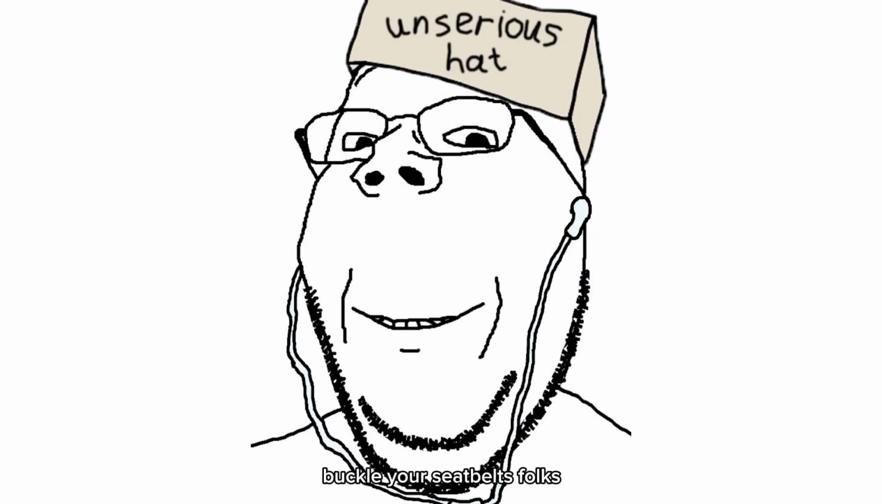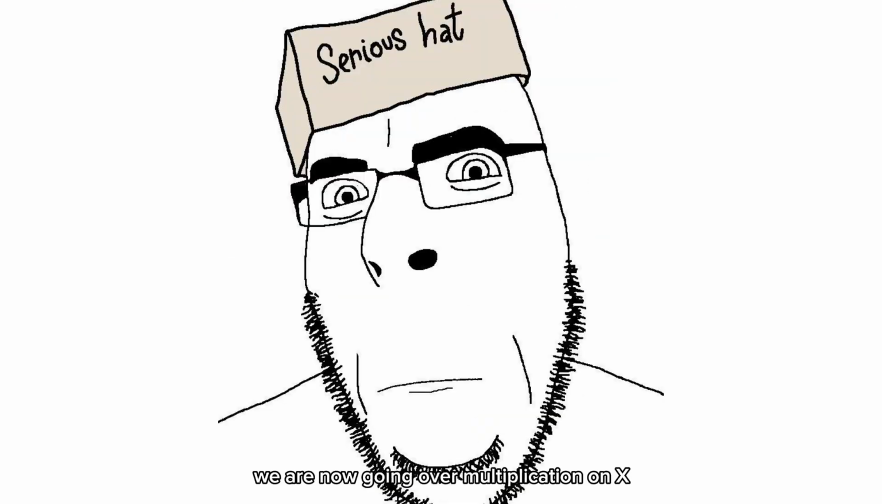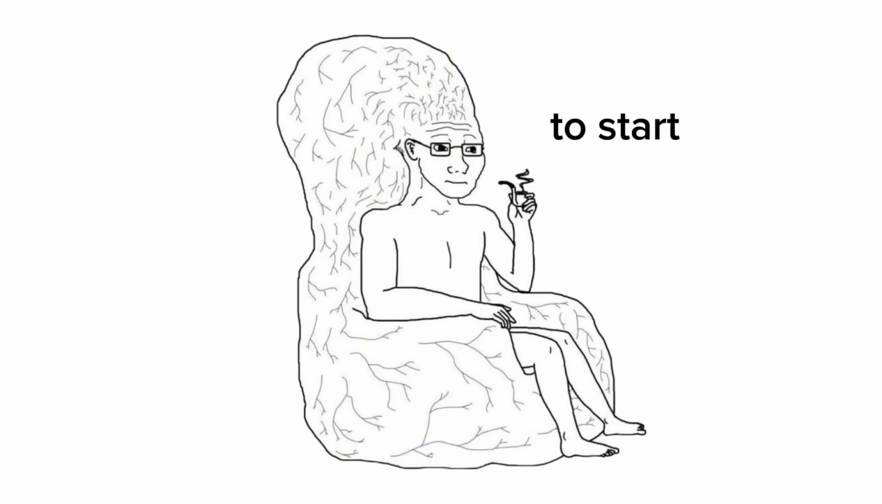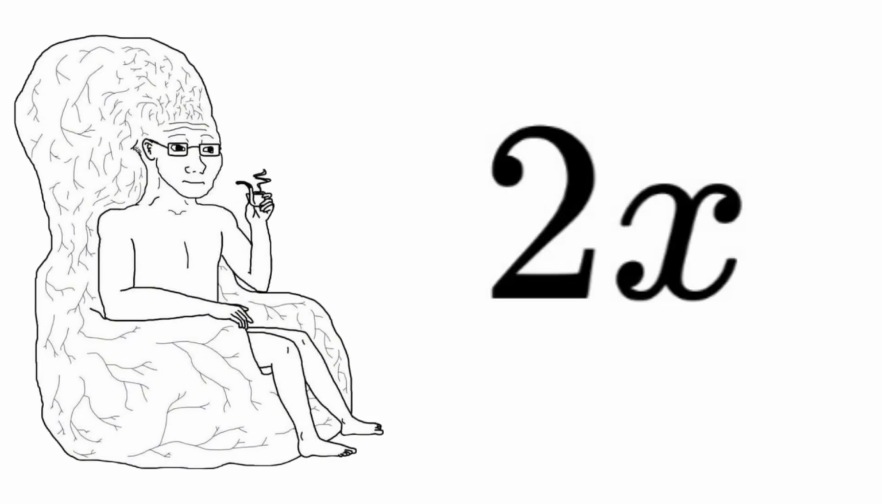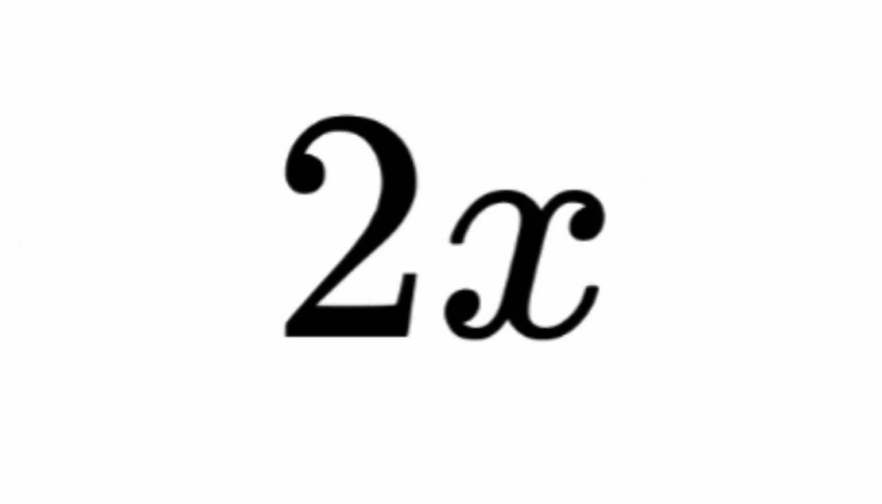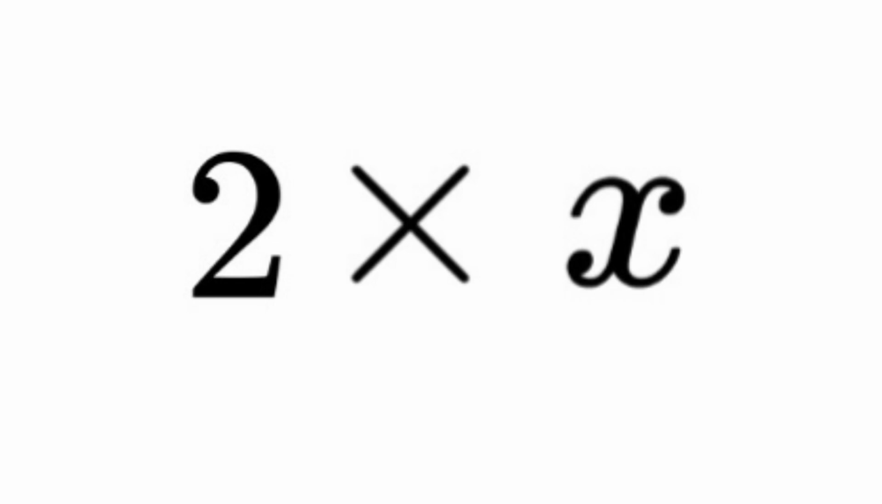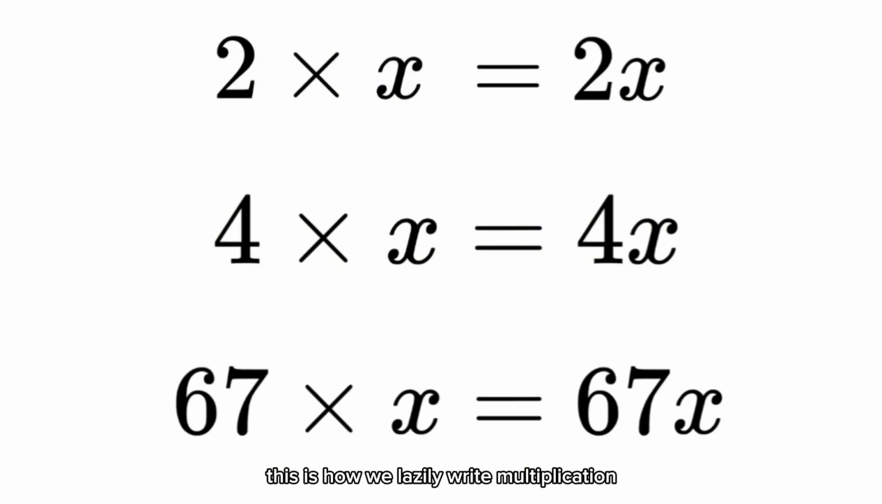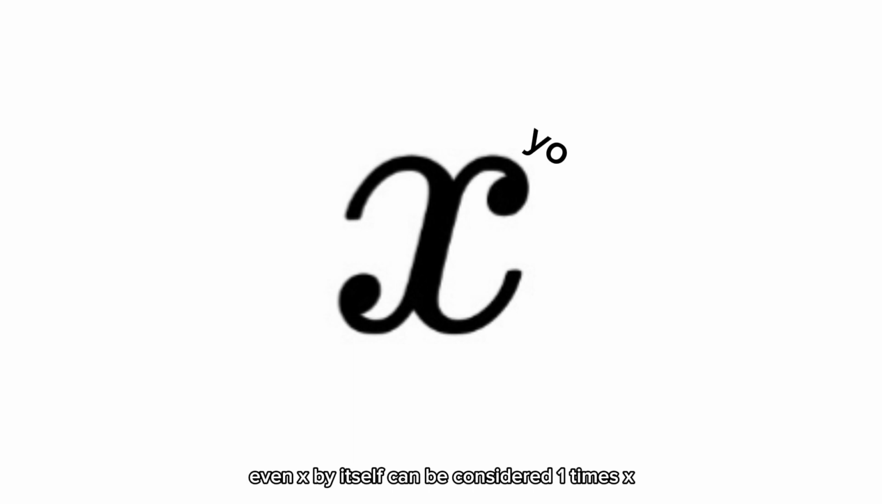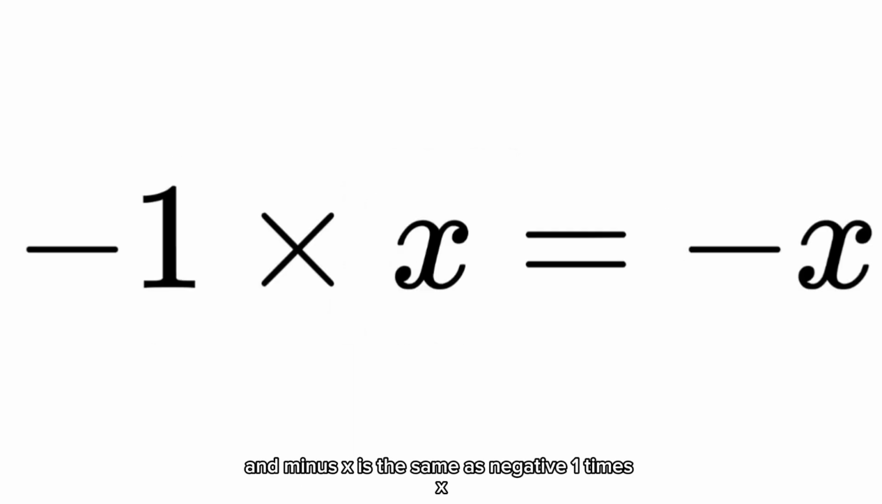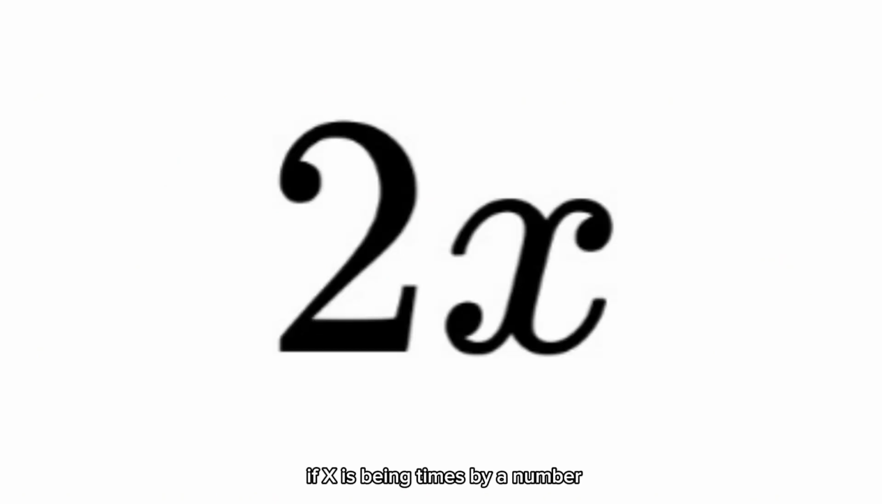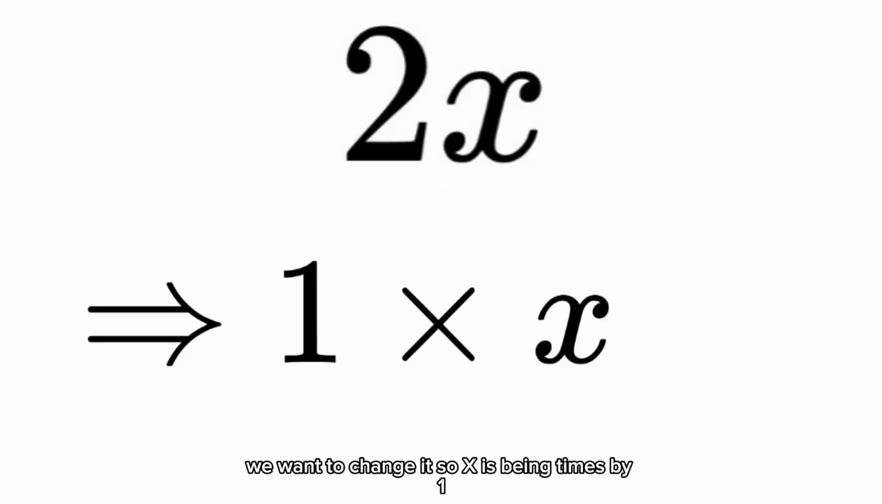Buckle your seatbelts, folks. We are now going over multiplication on x. To start, I will show you this. What do you think this means? Why have I written 2x? It's because this means 2 times x. This is how we lazily write multiplication. Even x by itself can be considered 1 times x, and minus x is the same as negative 1 times x. And so, if x is being multiplied by a number, we want to change it so x is being multiplied by 1. We do that with division.